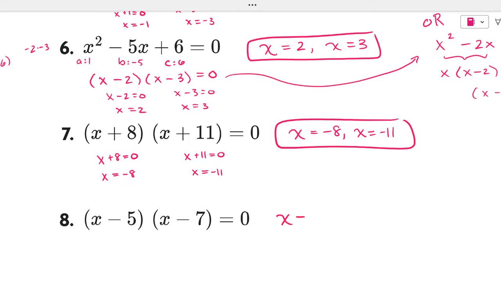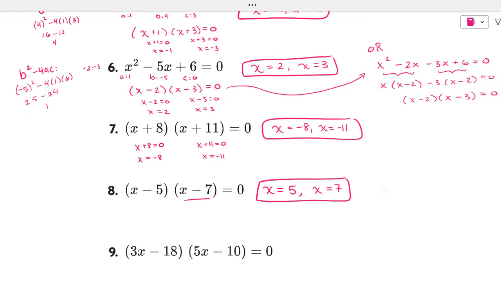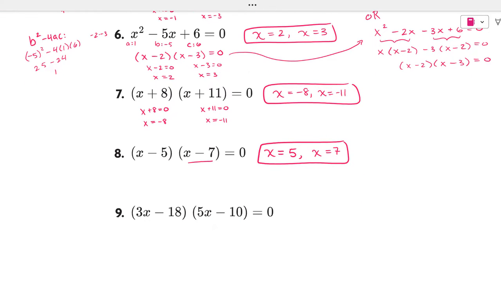So here we're getting a little bit more comfortable. I'm going to skip some steps here. If I have an x minus 5, a positive 5 would make that product 0. And a positive 7 would make this one 0. So we can skip steps a little bit once we get comfortable.